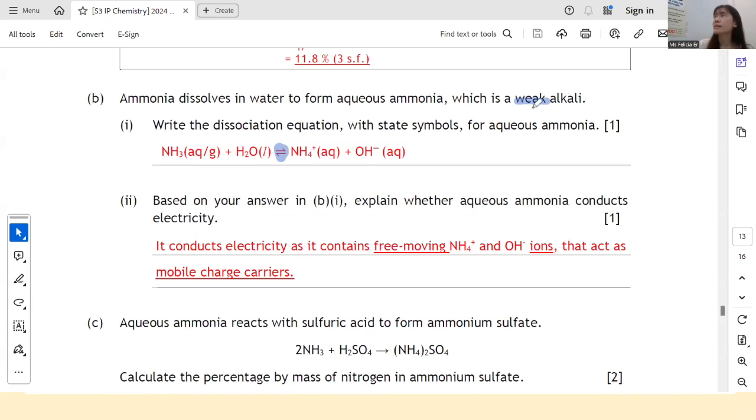And then you all know, since it's an alkali, alkali must form what kind of ions? Alkali must form OH minus ions. That's why the answer is OH minus. If you remove OH, that means you will be left with the ammonium ion. Done. So this is how you derive the answer. You use clues in the question to derive it.